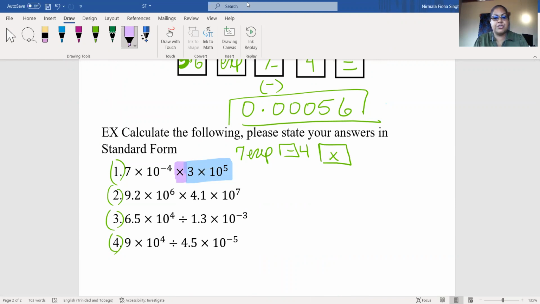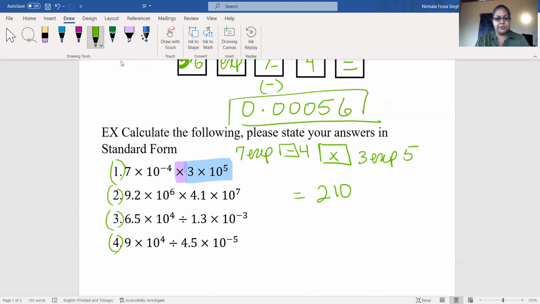I've seen answers coming in already. So 7 EXP minus 4 by 3 EXP 5. Let's plug that into the calculator. You're going to get 10 by 21 to 10. Now, I could have done this without calculating, using a shortcut in maths, which is what I'm going to show you with the worksheet. So let's try the next one.